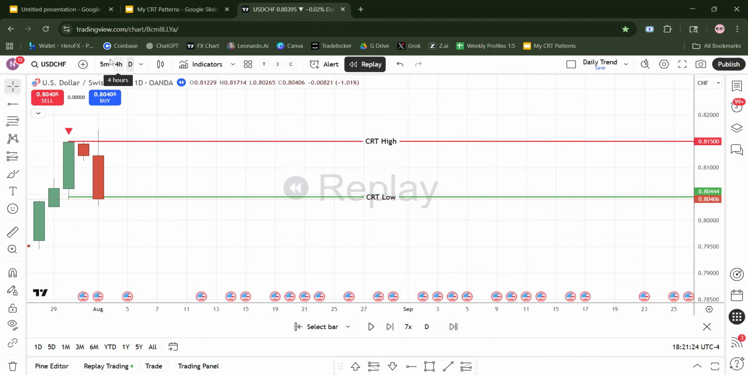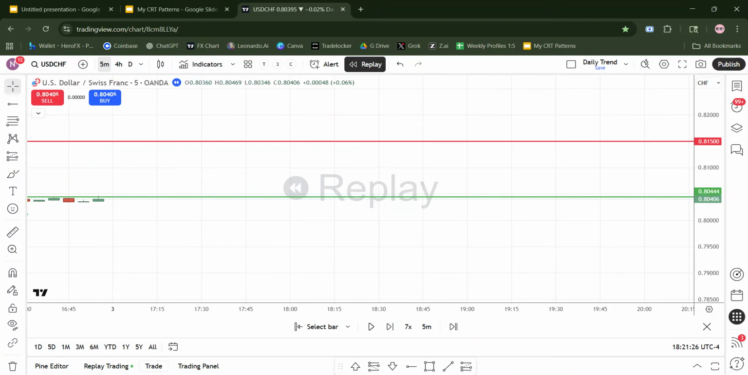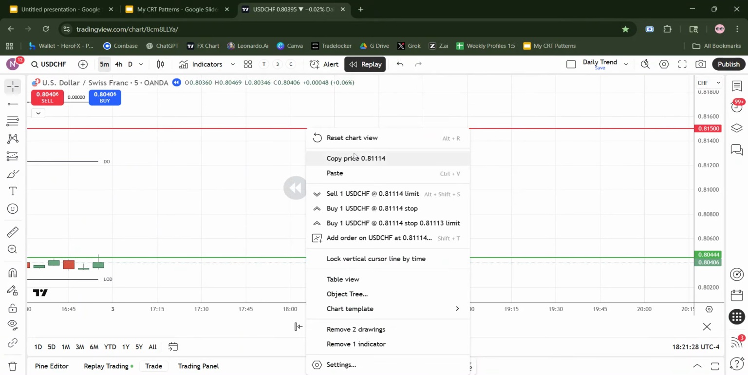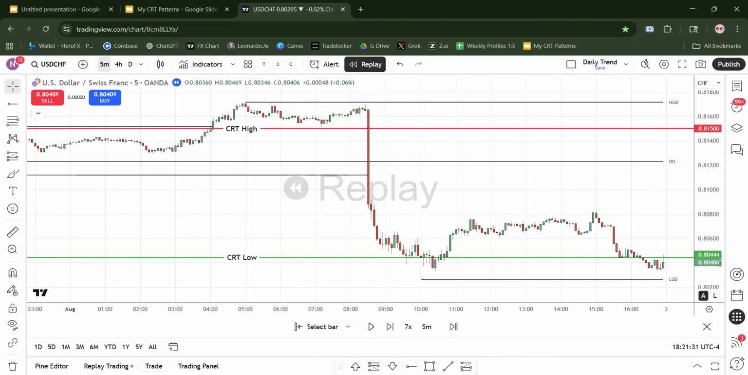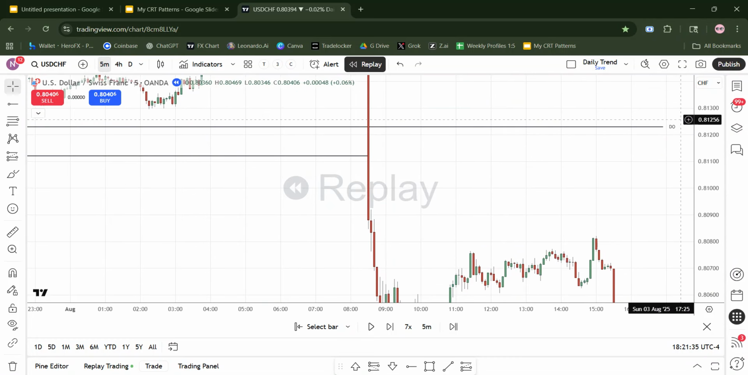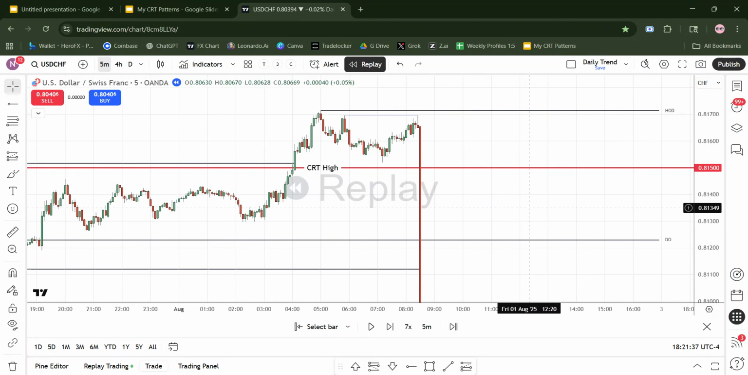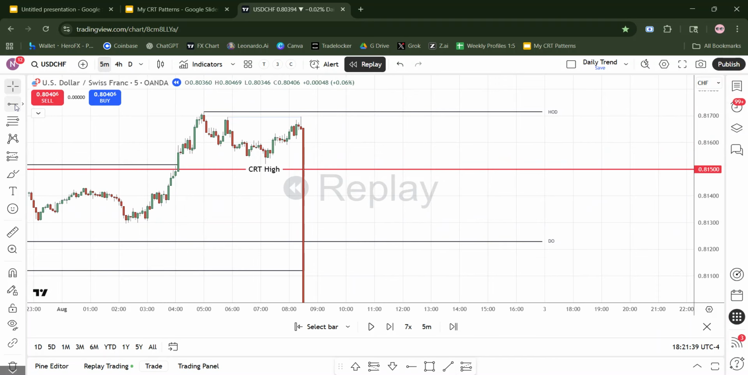So let me go to the 5-minute chart. I'll bring up my mark levels indicator. So this makes this a little faster here. Yeah, this had to be non-farm. That was at 8:30. But just for the sake of the video, we'll go ahead and go through this real quick. So here is the money candle right here that makes the high of the day.